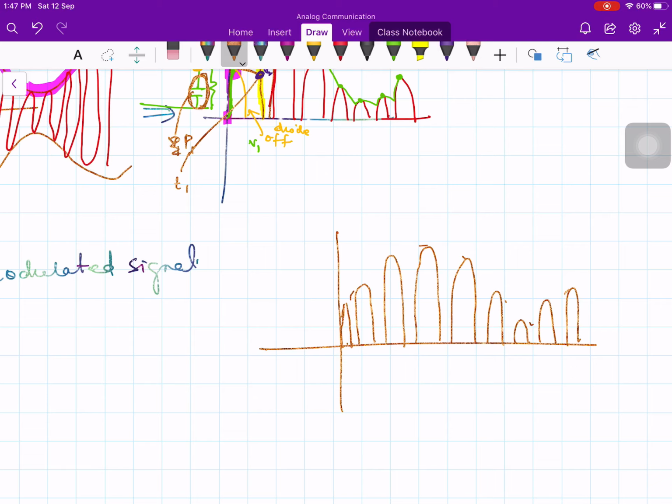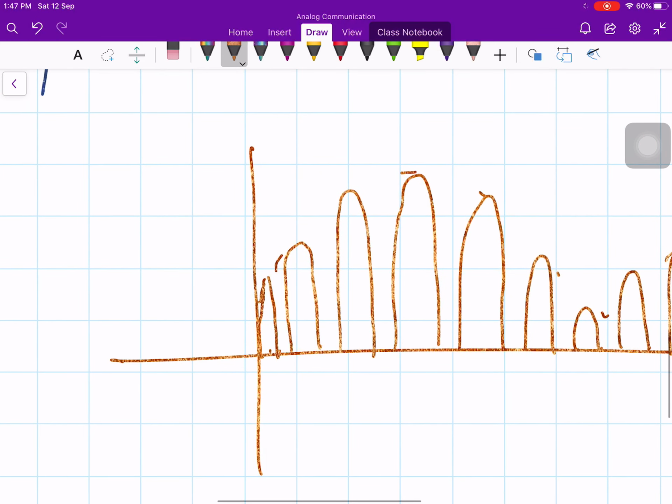In the beginning, when the positive half cycle comes, the diode conducts. Okay, so let me enlarge. The diode conducts like this. It starts slowly, conducts, therefore it charges the capacitor to the peak value, let's say P1.